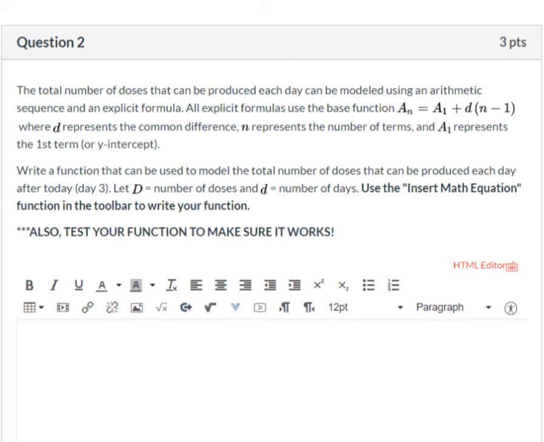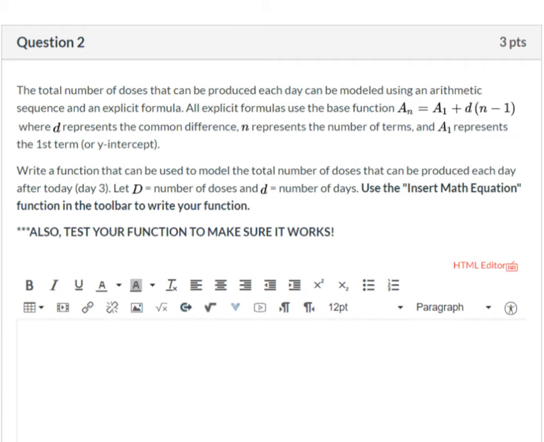But then on this one, you're supposed to write an equation or a formula for the number of doses that can be produced of the medication each day. And so we're adding the same amount each day. We know we can add 1,400 doses every day. So this is an arithmetic sequence, where we're adding the same amount each time to go from one term to another term.